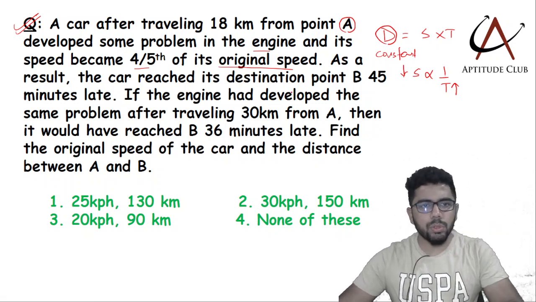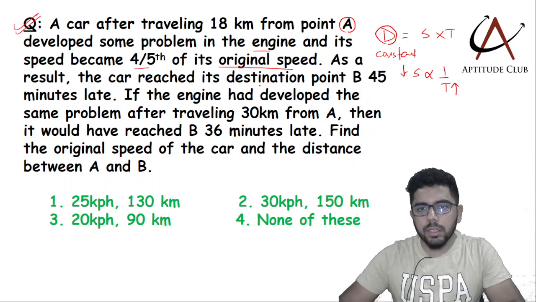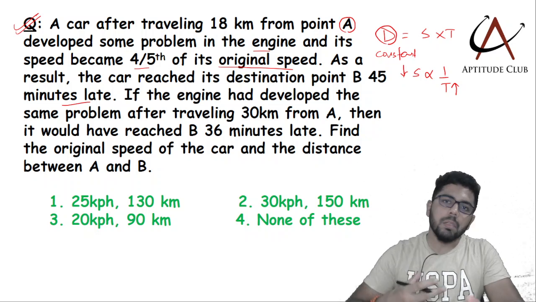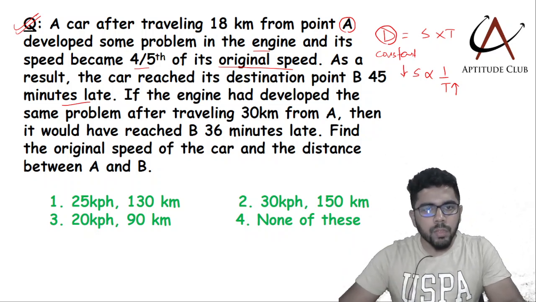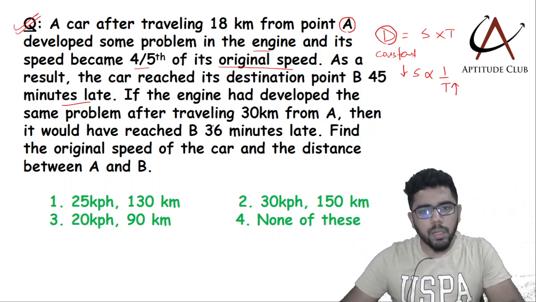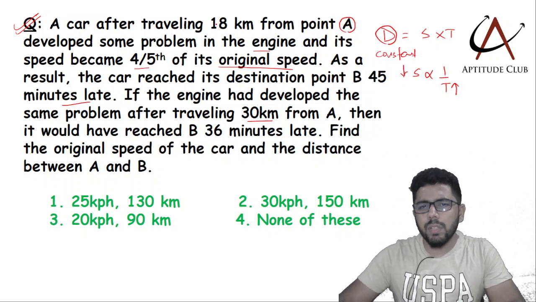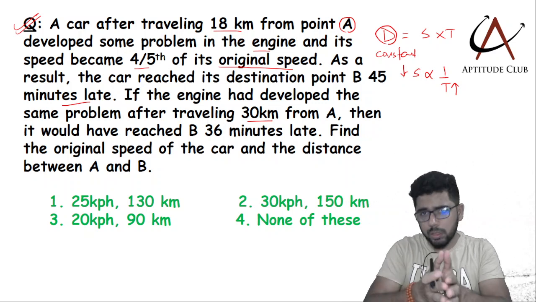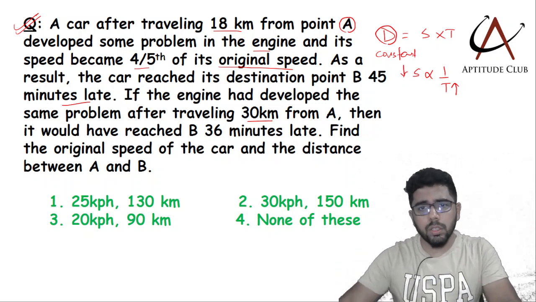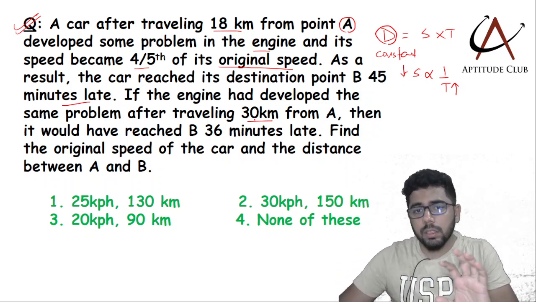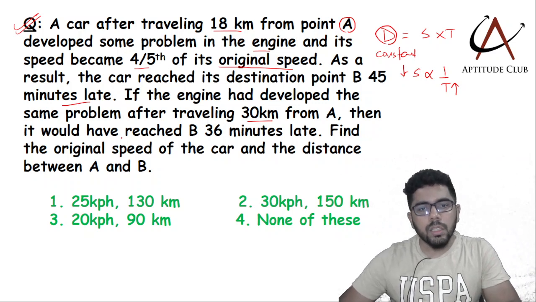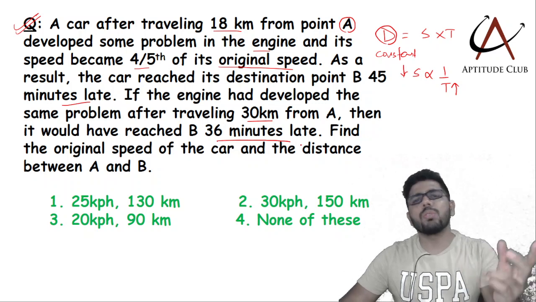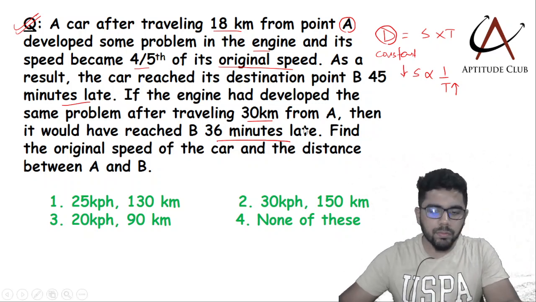Because the speed reduced, as a result, the car reached its destination point B 45 minutes late. Obviously, speed has come down, so the time will go up. Now, if the engine had developed the same problem after traveling 30 kilometers, so instead of 18 kilometers, had the problem occurred after 30 kilometers, that means an extra 12 kilometers the car could have covered, and the problem would have occurred at 30 kilometers, then the car would reach 36 minutes late.